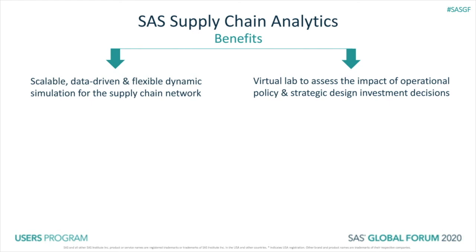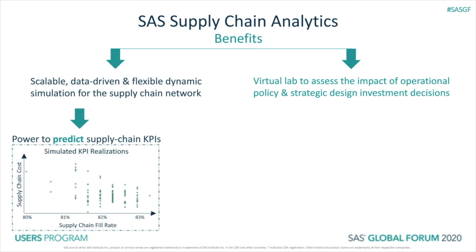And as a result, we can help you to experiment in the virtual lab that we create so that you can assess the impact of operational policy and strategic investment decisions on your overall supply chain performance. At the same time, you will be equipped with the power to predict your supply chain KPIs, because the supply chain simulation is a large supply chain KPI data generation. Not only would you obtain your performance measures, but you can track any production order, any inventory, any customer order in this particular tool.